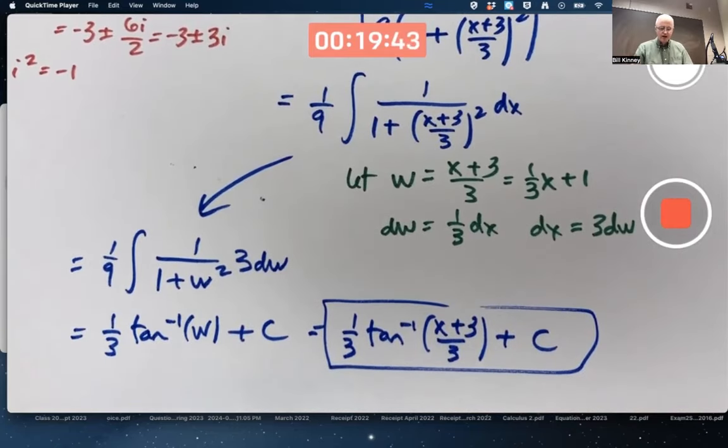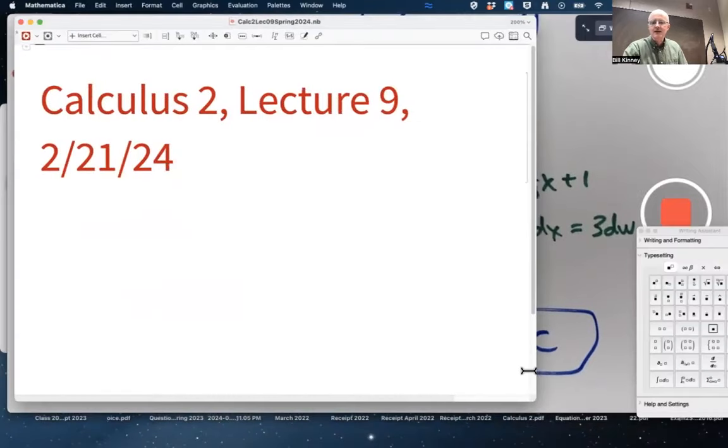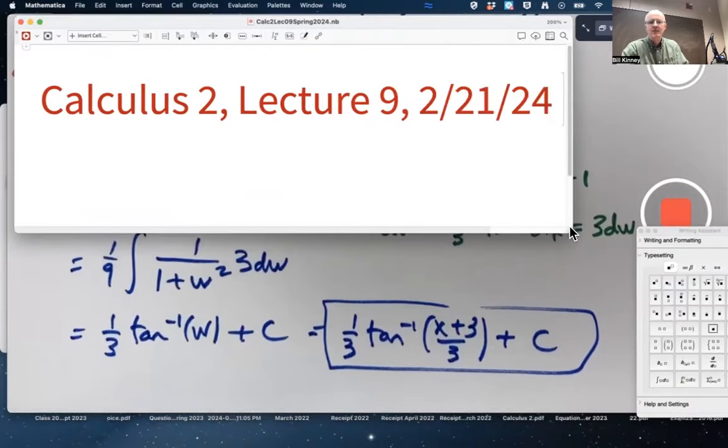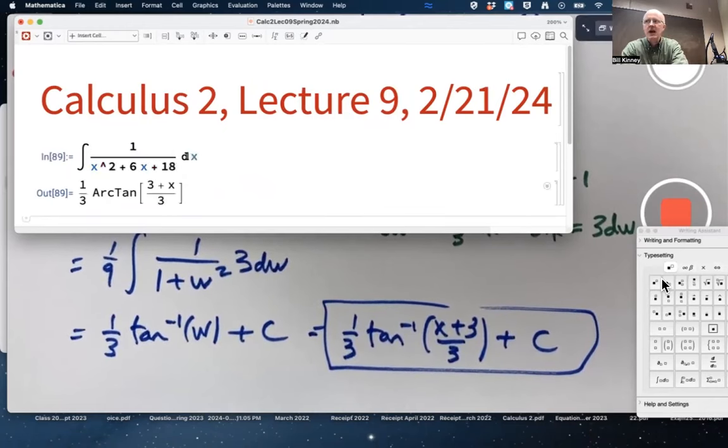Okay, as always, let's check that we're right. Try it a couple ways. Let's see what the integral symbol button does to the original function, 1 over x squared plus 6x plus 18. Looks good. You can also do the capital D for differentiation if you wanted to. Arctangent's the same as inverse tangent.